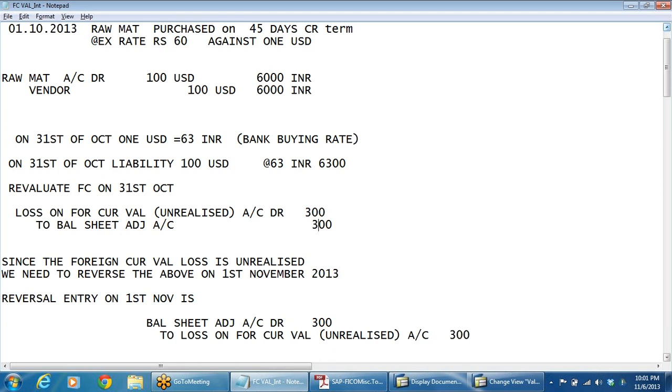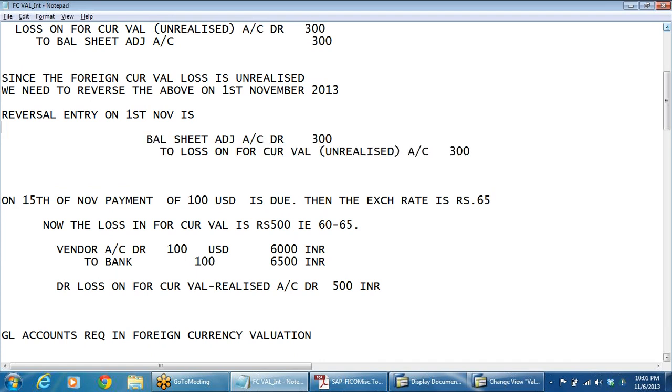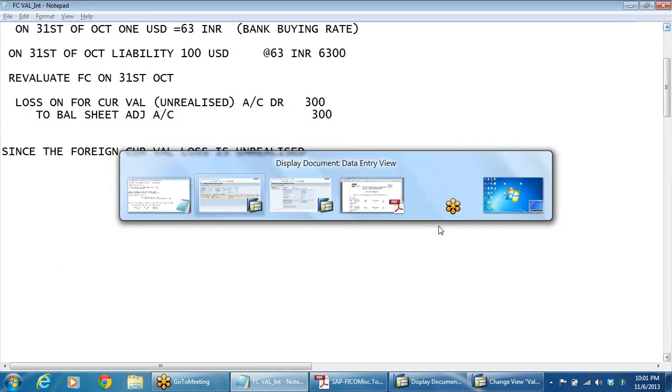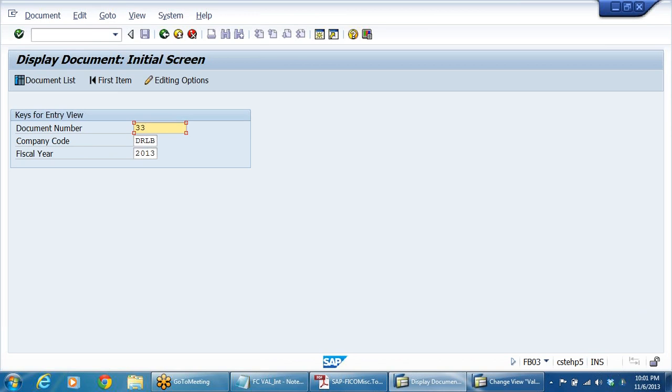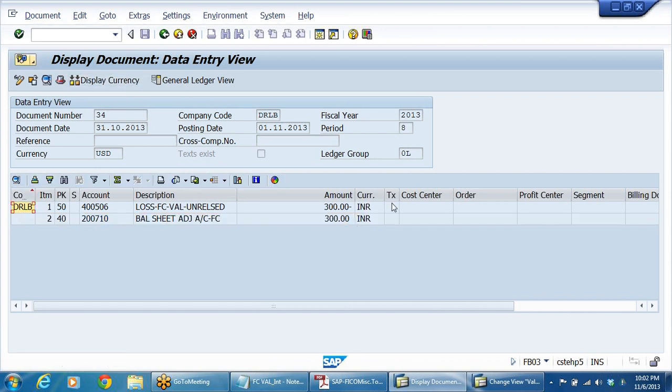Yes, that is my business requirement I have taken on 31st of October, and that is the reason we have reversed it, because this is a fictitious entry and I don't want this entry to be continued. That's why I reversed it. This is only for the sake of preparing my financial statement that I have prepared this entry. So I want it reversed. So the system has reversed it. 33. This is 31/10, 31/10, document date, posting date. See the 34th entry. The loss on foreign currency valuation unrealized account is created and the balance sheet adjustment is debited. Exactly reversed. Same amount, 300 rupees INR.